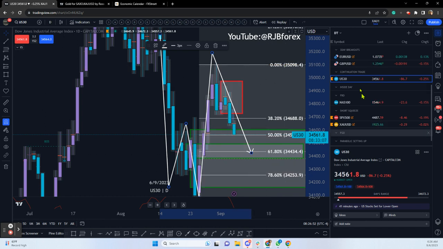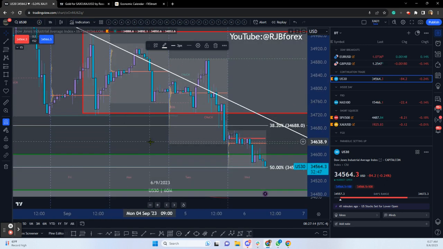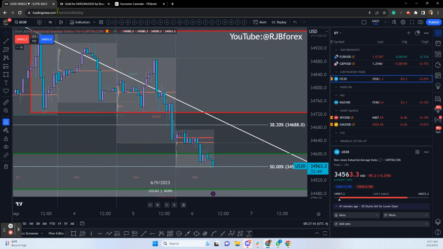Right, so as the dollar strengthens, the stock indexes are weakening. Now remember that is ahead of the Wall Street Open. So again, if we get this continuation into the Wall Street Open, let's go into the hourly. Let's go to the 30-minute.